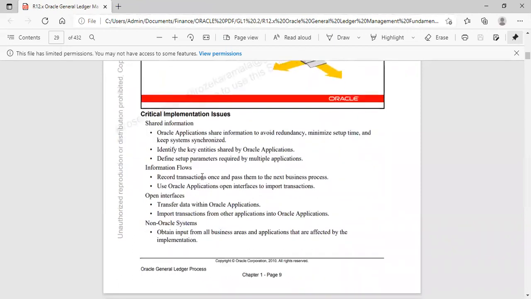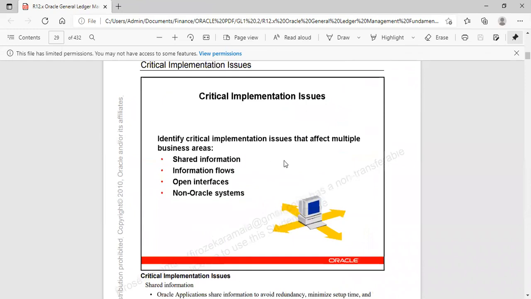Sir, we'll see this. Non-Oracle systems means importing data from other software. What is information flow and shared information? You can tell it in generic terms. We have not gone into technical till now. Whatever they have given in the heading, this document is different from whatever we are going through.